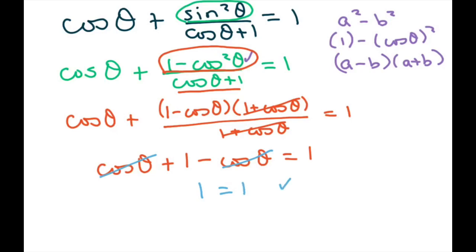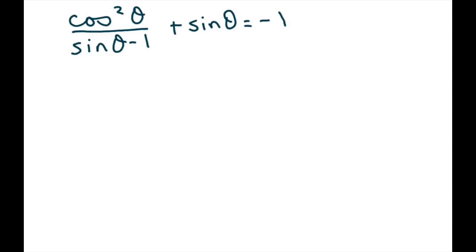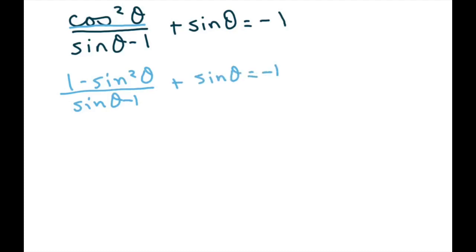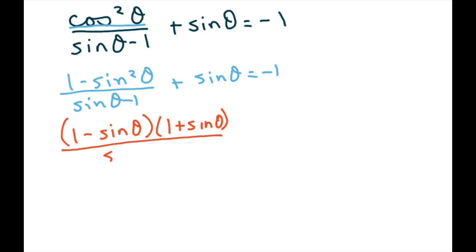And that worked out. So the next one, we're going to do the same thing. We're going to rewrite this as 1 minus sine squared. All right, and then do your difference of squares and write this as 1 minus sine, and this is 1 plus sine. Now, what I can do, I'm going to write this here. This one is not so easy because these two are not the same.